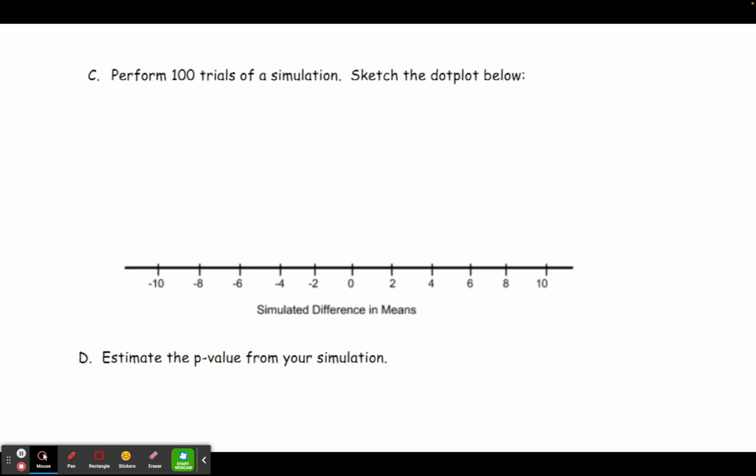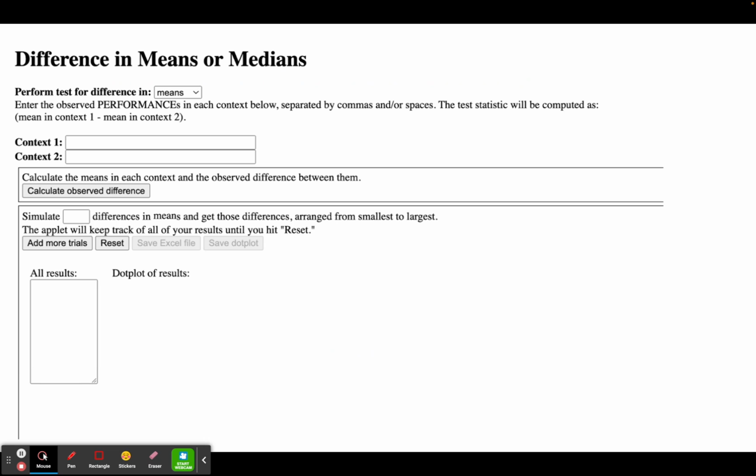Now we're going to do a simulation using the applet, and you will be provided with a link to that applet. And so I'll show you what that would look like. This is the applet we're going to use, it's a difference in means or medians. And notice that you have a drop down here, which should default at means. And for now, we're going to use that. And then in the next section, we'll change that to medians. But for now, we'll just leave it there.